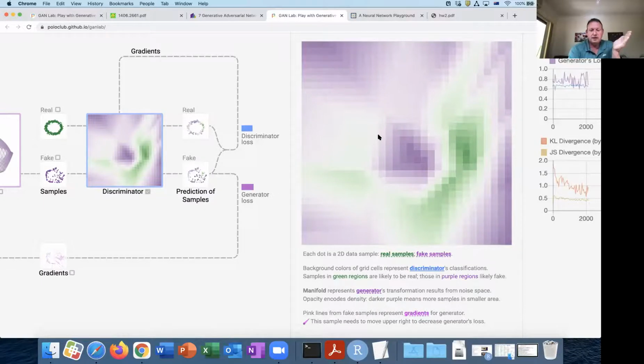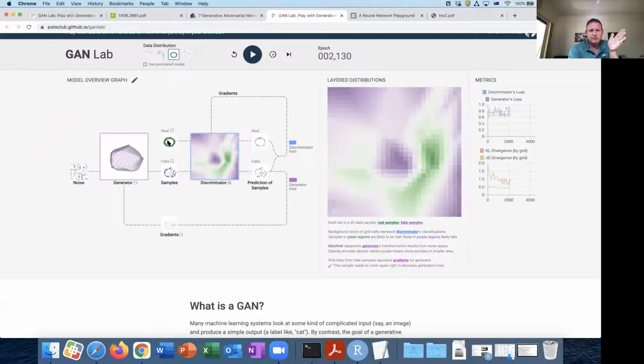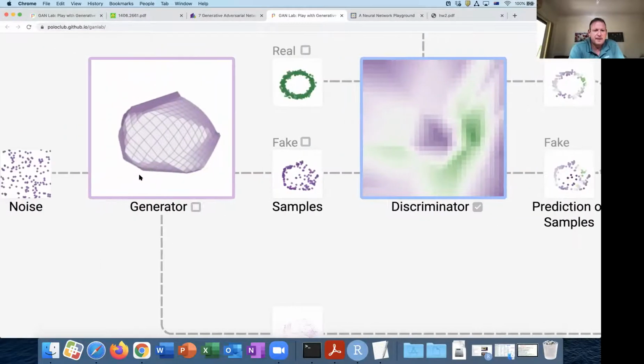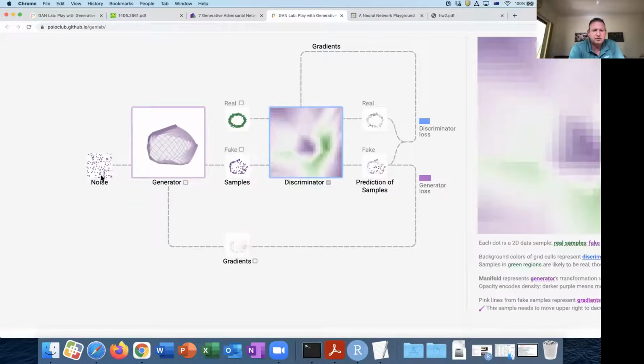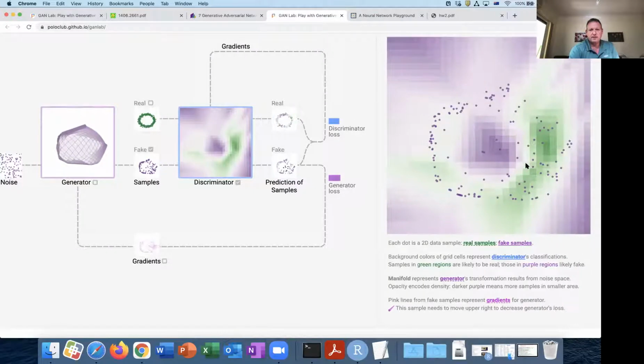So this is a binary classifier: you're given a point and you classify whether it's fake or real. Now, the training is pretty much finished here, so the discriminator is now kind of useless in the face of this generator. This generator takes noise, and the latent space here is also in two dimensions. If you pass this noise through the generator, you get these points.